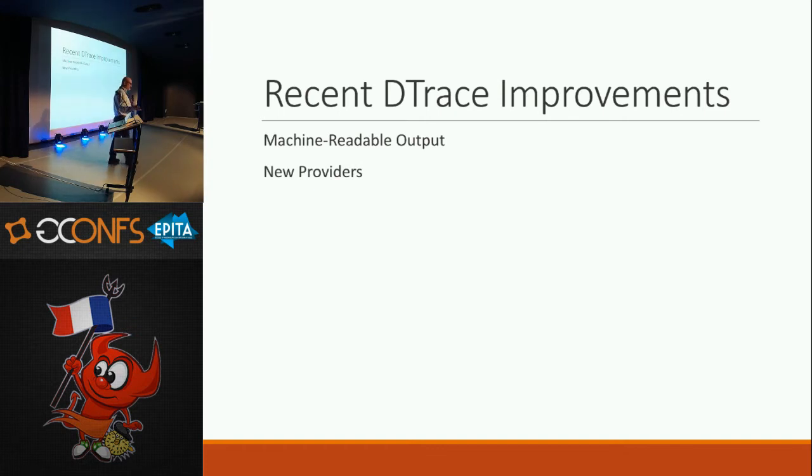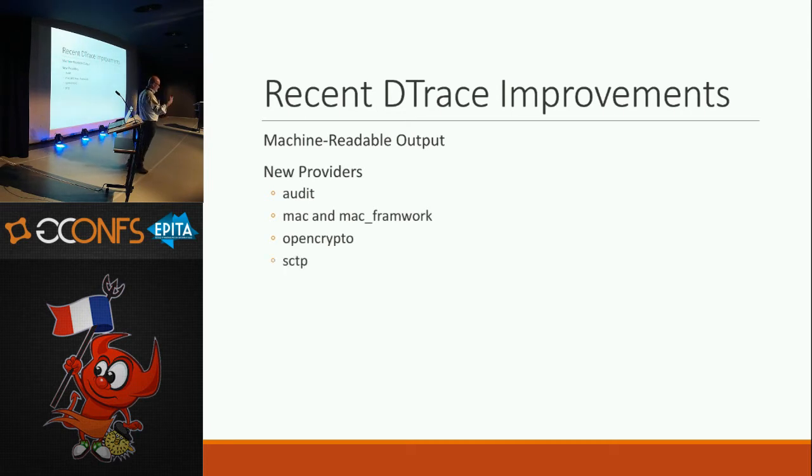We've added some new providers. There have been providers added by other people in the community. One in particular is Audit, Mac and Mac Framework. OpenCrypto now has a provider. So does SCTP, which is a transport protocol, the XBB stuff. So as the code has been adapted and adopted by the community, we've added more providers to the system. And providers are just a way of collecting trace points together and expressing some form of functionality within DTrace.